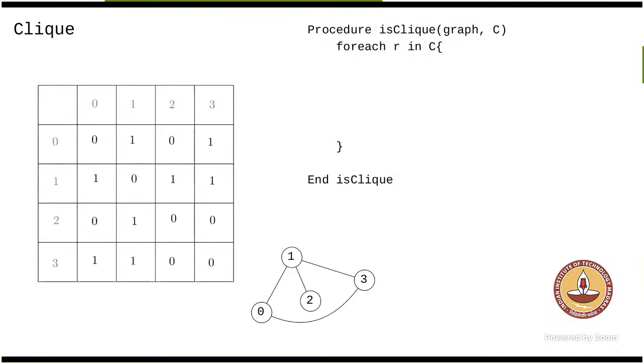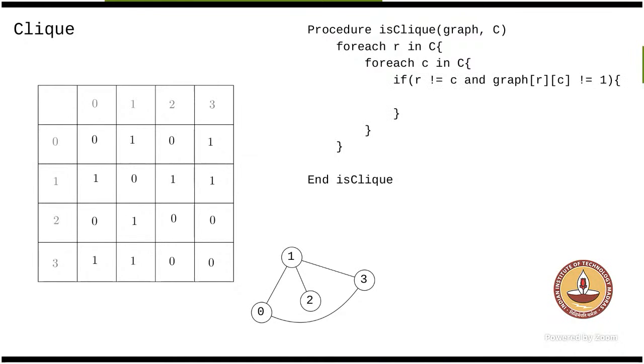So for each node that is there in C, because ultimately we are only interested in the subgraph, not the entire graph, and for each C in C, what are we going to do? We are going to ask an if condition: if there is an edge between R and C. Correct, there is an edge between R and C, but not just that.